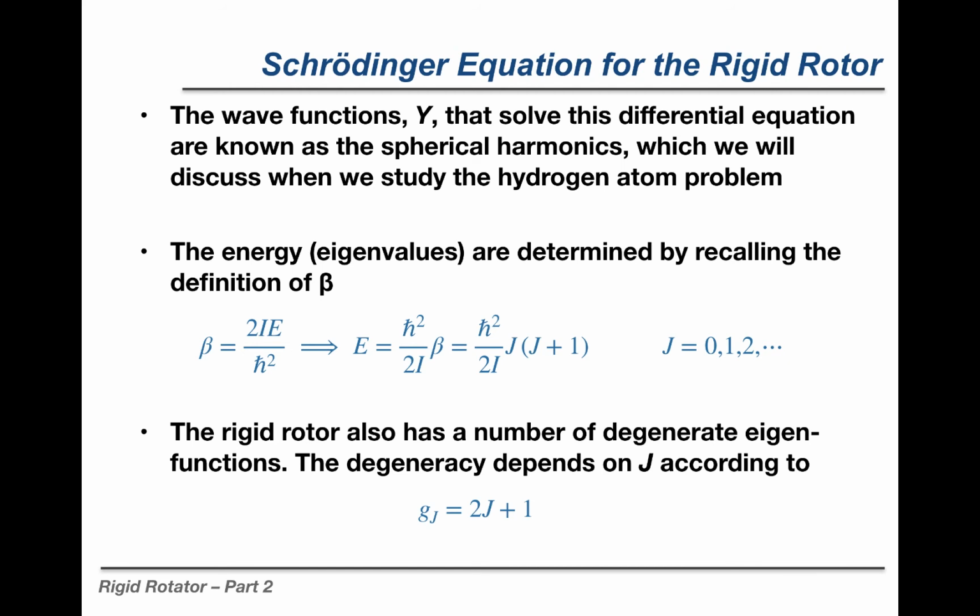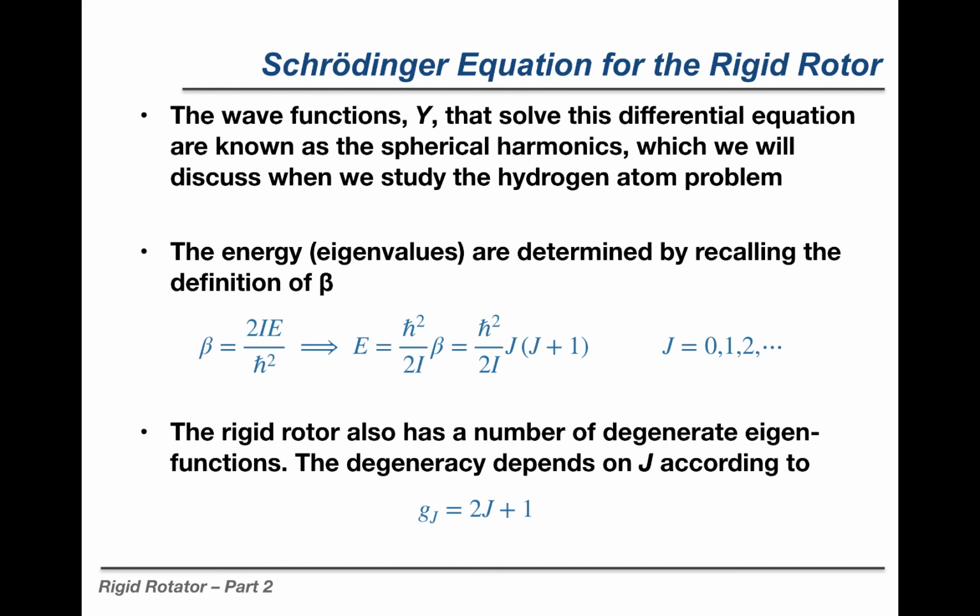The other result that comes out of a further study of the spherical harmonics and the rigid rotor problem, that again we will discuss later when we get to the hydrogen atom, is that we have many degeneracies that develop through the set of eigenfunctions and different eigenstates for this system. Specifically, for a given j, there are 2j plus 1 degenerate eigenfunctions.